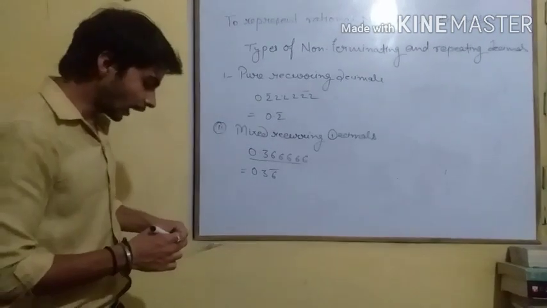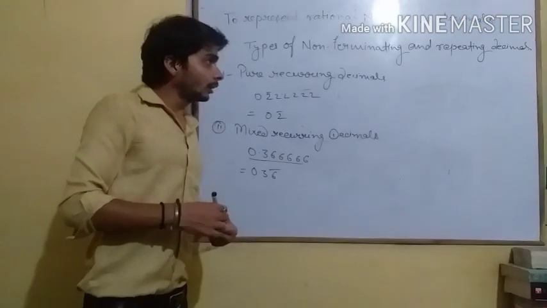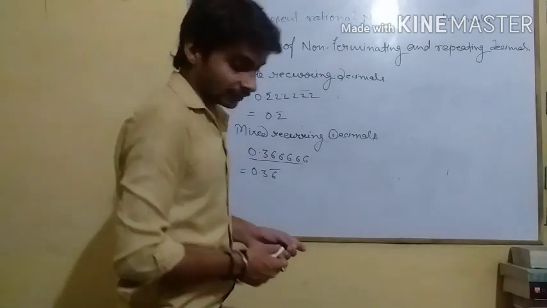So these are the two types of the non-terminating and the repeating decimals.